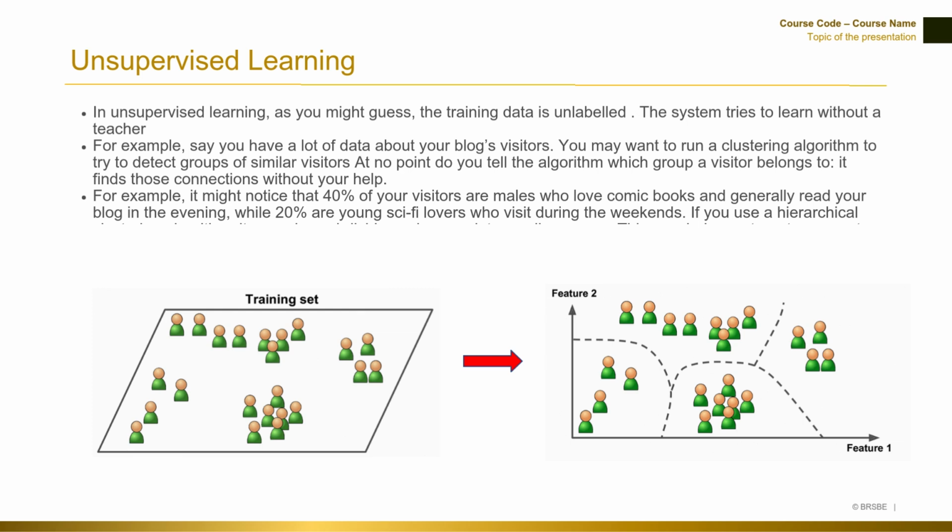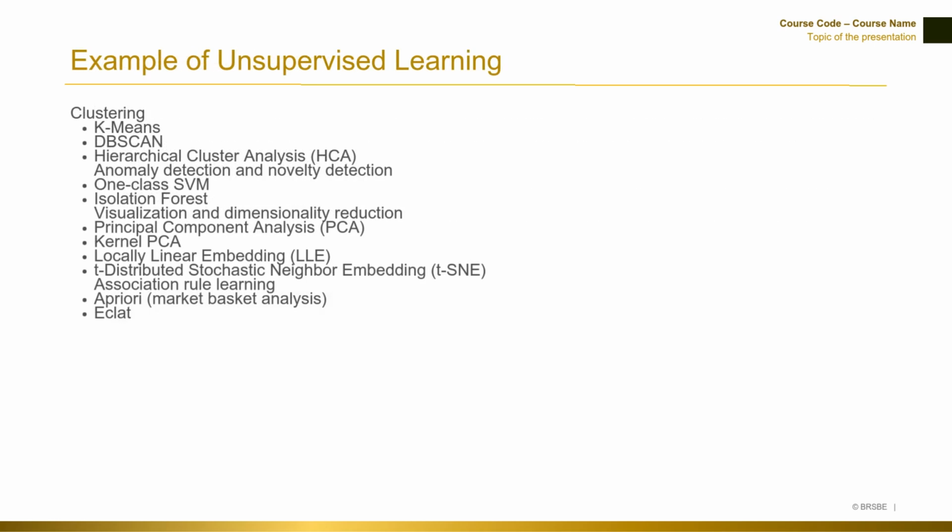It discovers them on its own. This makes unsupervised learning invaluable for uncovering hidden insights, such as market segmentation or user behavior, which businesses can use to tailor strategies. This slide shows the examples of unsupervised learning model.